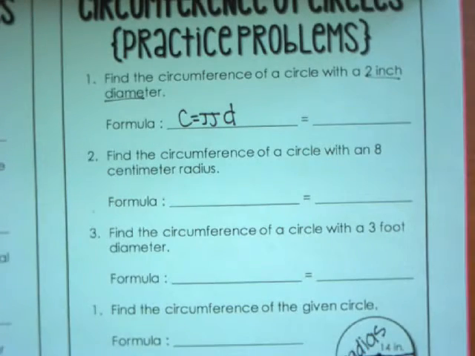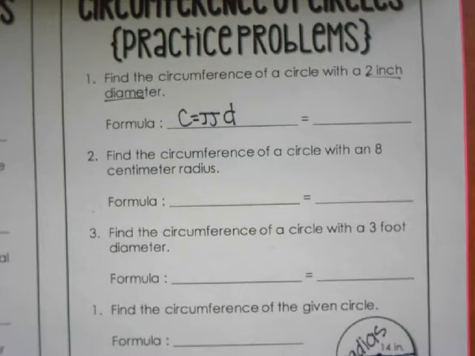What formula should I use for circumference? Pi times d, pi times diameter. Okay, now here's the deal. Never this year, and probably next year, I can't remember when you guys start, but don't ever push the pi button unless someone tells you to. Is that understood?